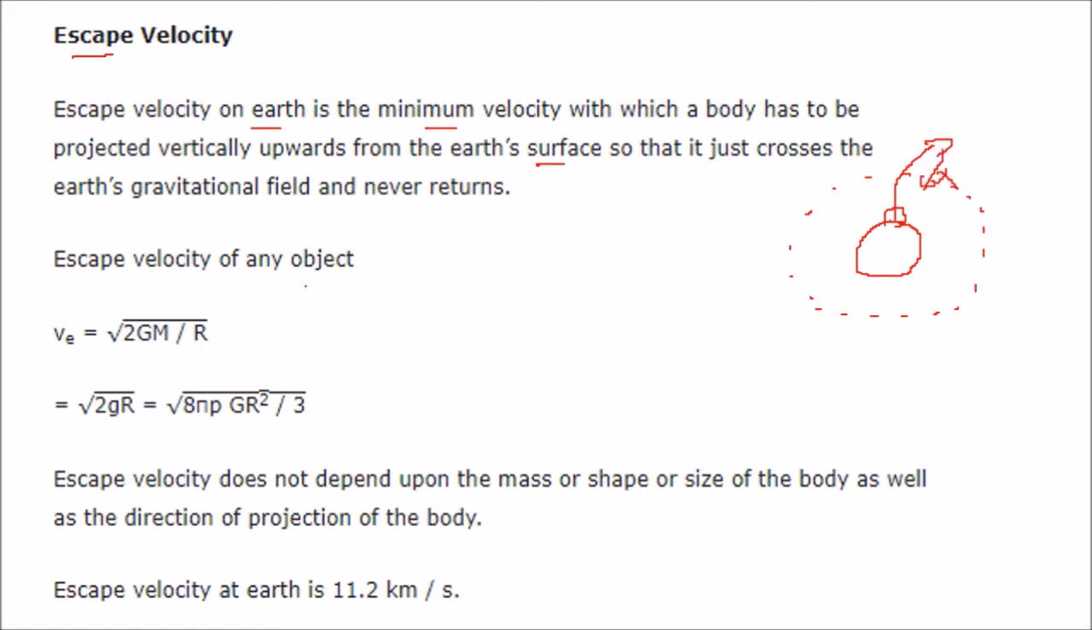So the escape velocity of any object is given by V sub E, under root 2 G capital M by capital R. This is under root 2gR, which can be expressed in this expression also. So the escape velocity doesn't depend on the mass or shape or size, as you see in the expression. Not even the direction of projection of the body is important. So escape velocity at Earth is 11.2 km per second.